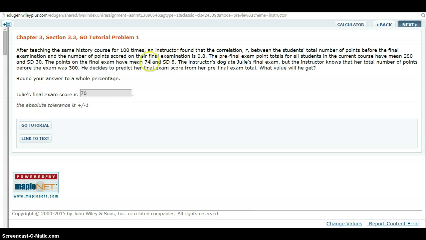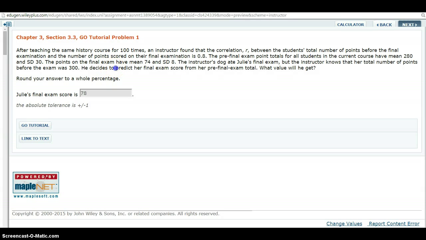And then we have the correlation between points before final and final as 0.8. So that's going to be our value R. And then we have the mean and standard deviation of the befores and the mean and standard deviation of the afters. So the first thing we need to really look at is what is our X and what is our Y here, and how do we determine that?